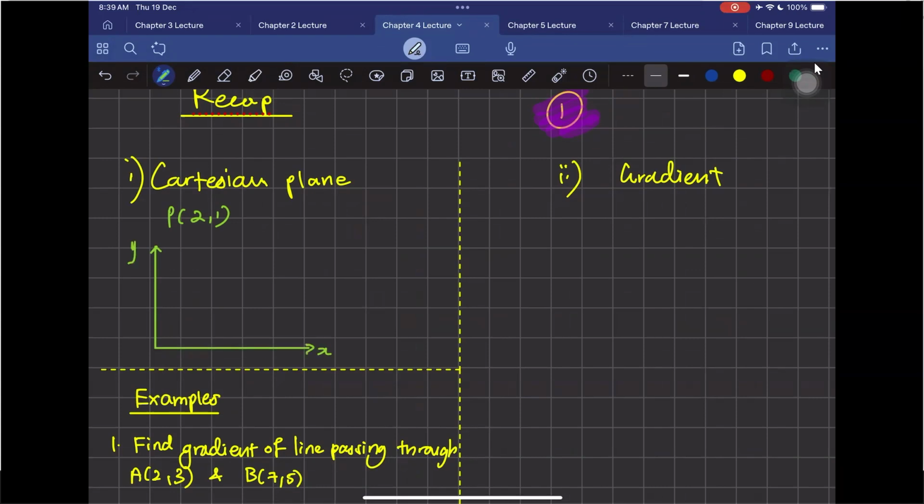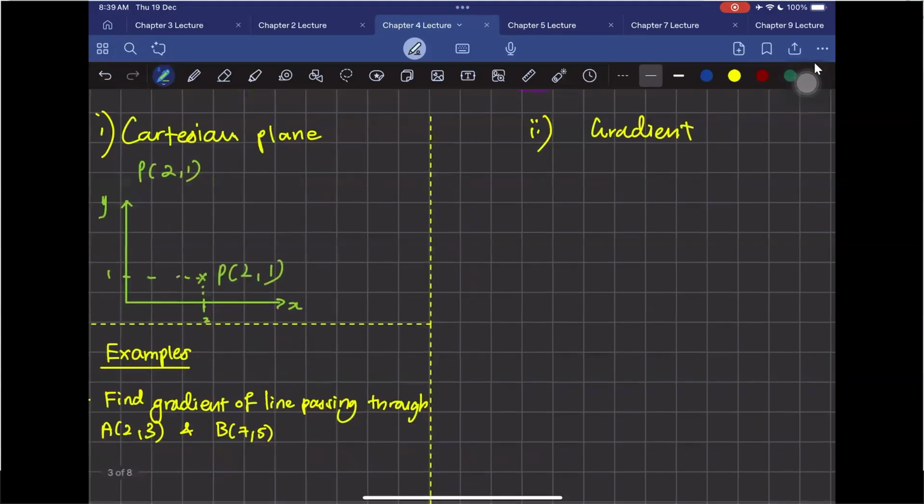So let's say this point is 1 and this point is 2. And then when you extend, this point here will be your point P. Okay, point P 2 comma 1. So this is the basics of plotting.